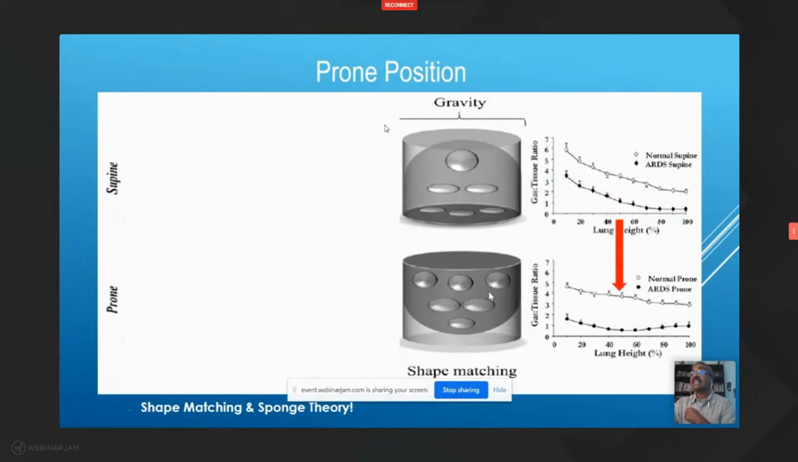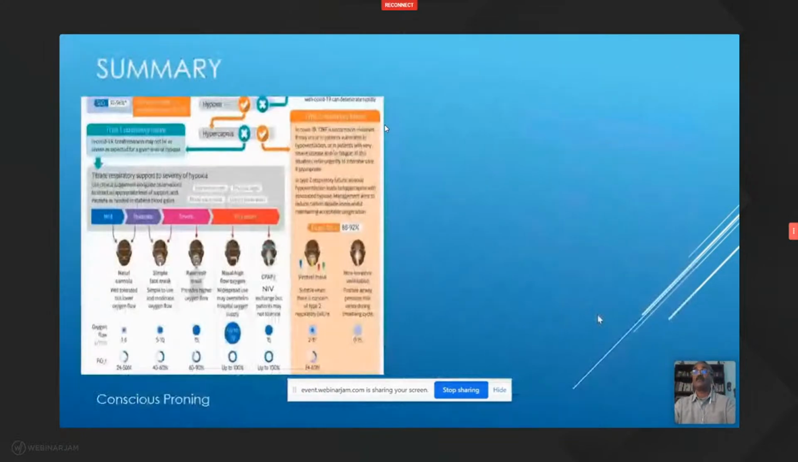So what is seen is that when you prone the patient, what it does is not open up the lungs more, but it makes it less inhomogeneous. It makes it less inhomogeneous, and then that is why the VQ mismatch is reduced and the oxygenation improves.